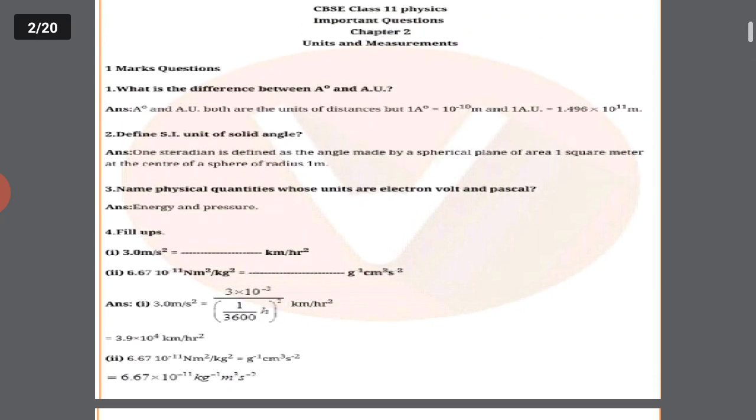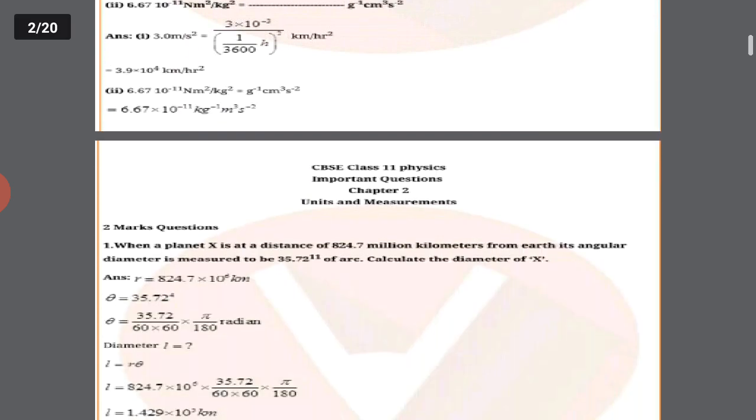You can solve it, it is very easy to solve. 6.67 into 10 to the power minus 11, put the value of Newton, which is kilogram meter per second square, then convert the other values, and as we did in part 1, similarly put the values and solve this. Okay, so let's move further.